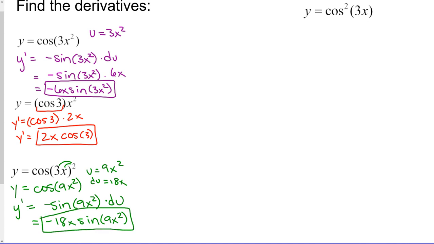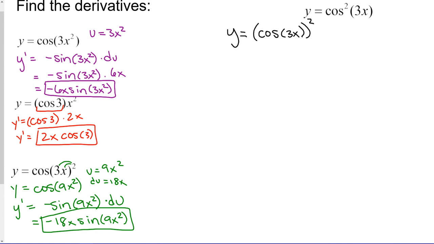Okay, last one on this page here. Let's go ahead and use color. Let's use black. Okay, so I have y equals cosine squared of 3x. Now, a big thing we have to know here is what cosine squared of 3x actually means. It means that we have the quantity cosine of 3x squared.